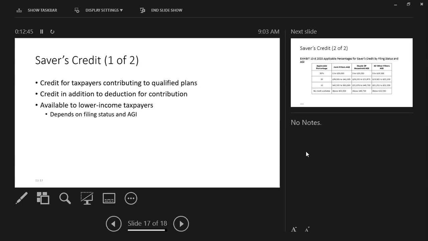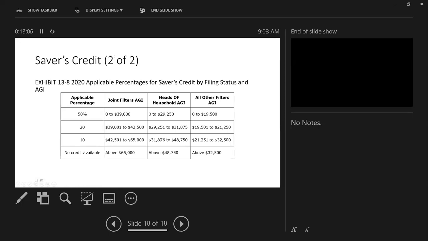So that's retirements. The final area is a tax credit that's available for taxpayers contributing to qualified plans. You get this credit in addition to deducting amounts for your contribution. And it's available to lower income taxpayers. Again, it depends on your filing status and AGI. So you can take up to 50% of contribution credit, if your AGI is between these amounts, and then it goes down as your AGI increases.